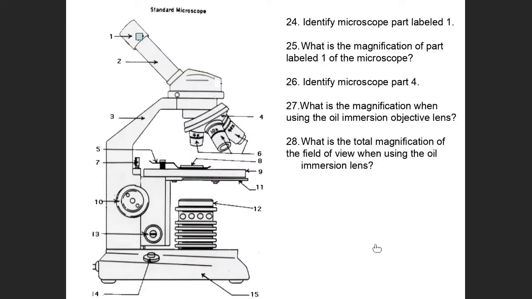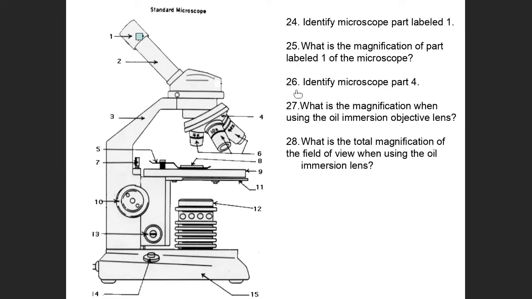So then here's the microscope, and you can see that there are some questions surrounding the microscope. Number 24, identify the microscope part labeled 1. And so it's right here. The answers that are correct are either eyepiece or ocular, either one of those. What's the magnification of the part labeled 1? That is 10x or 10 times, right? And remember that not only is this the first magnifying lens, but it also has the function of bringing the field of view to your eyes.